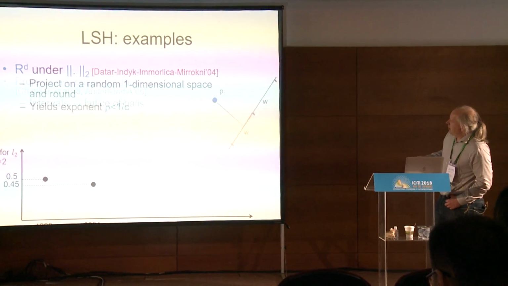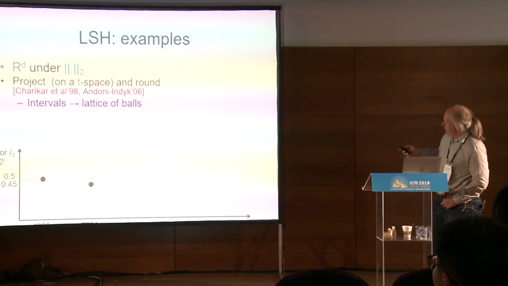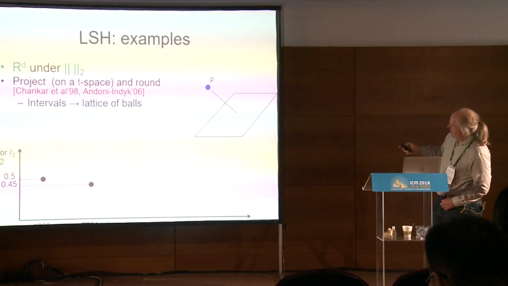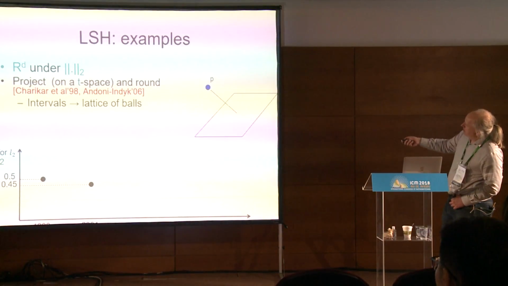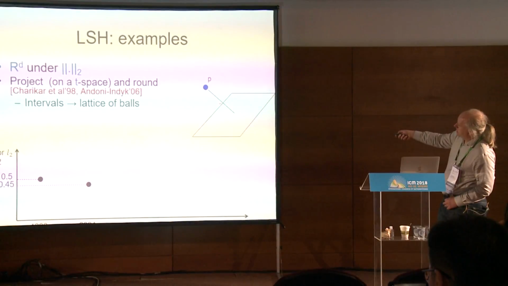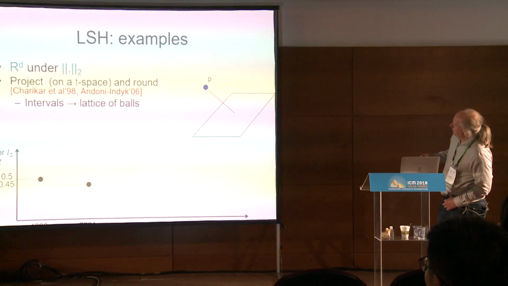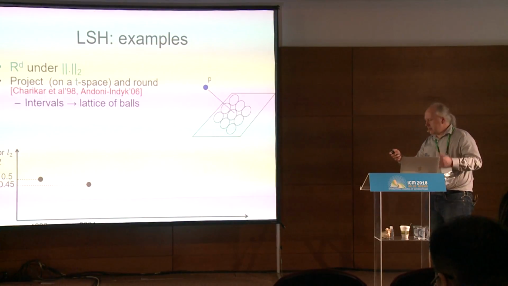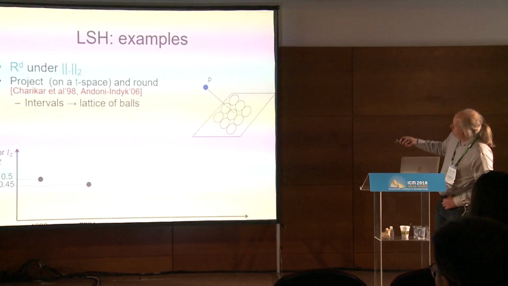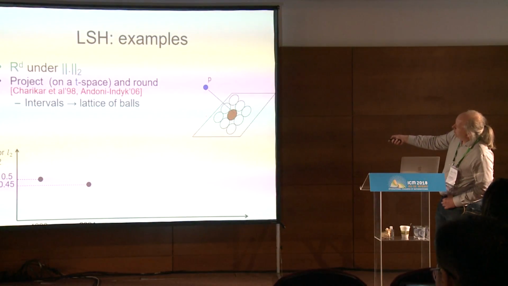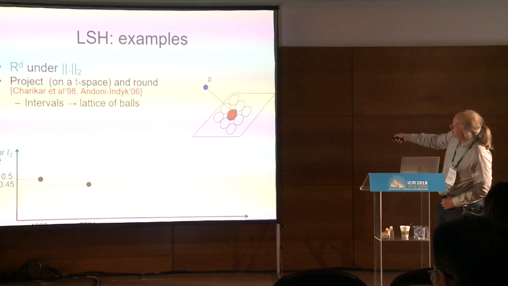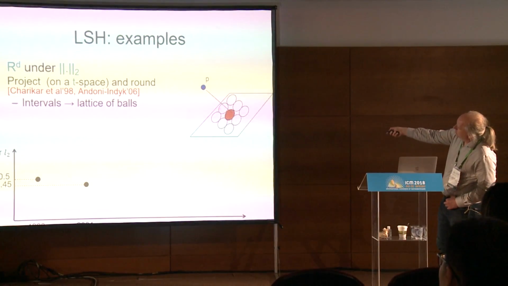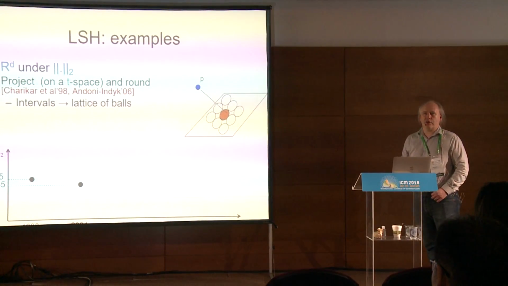And a couple of years later, we managed to generalize it to improve over the bound, and the generalization is actually quite natural. Instead of projecting on a line, project on a constant dimensional space, and then we have to round. But it turns out that rounding using intervals or product of intervals doesn't give any improvement. Instead, what you need to do is to round using a lattice of balls. So you impose the lattice of regular space balls, and then if the point actually falls into one of the balls, you return the ID of this ball.